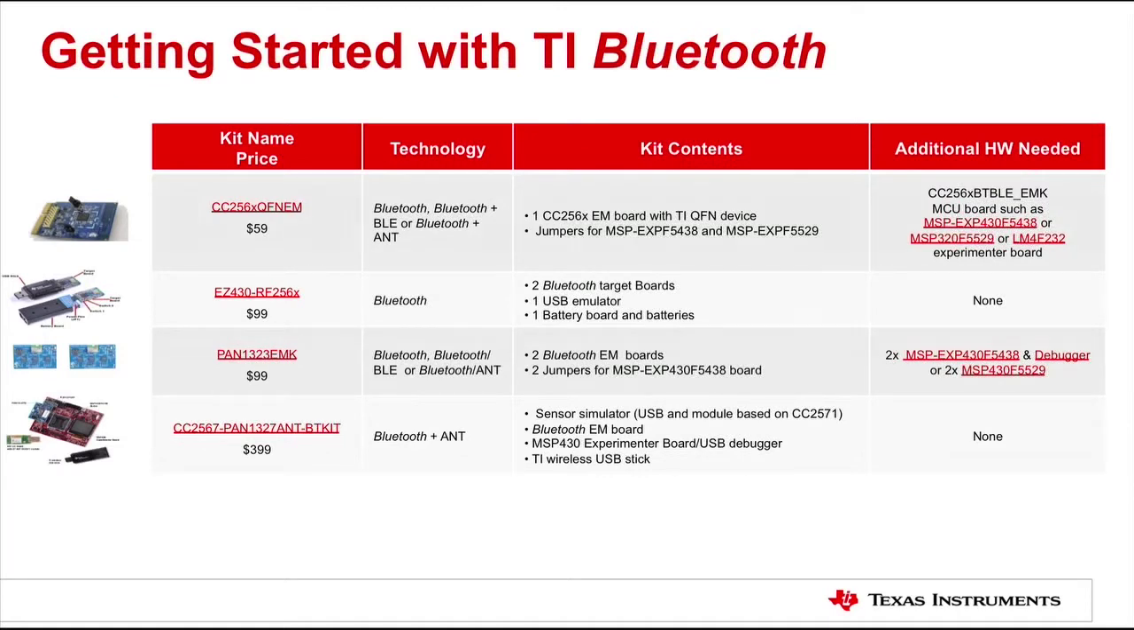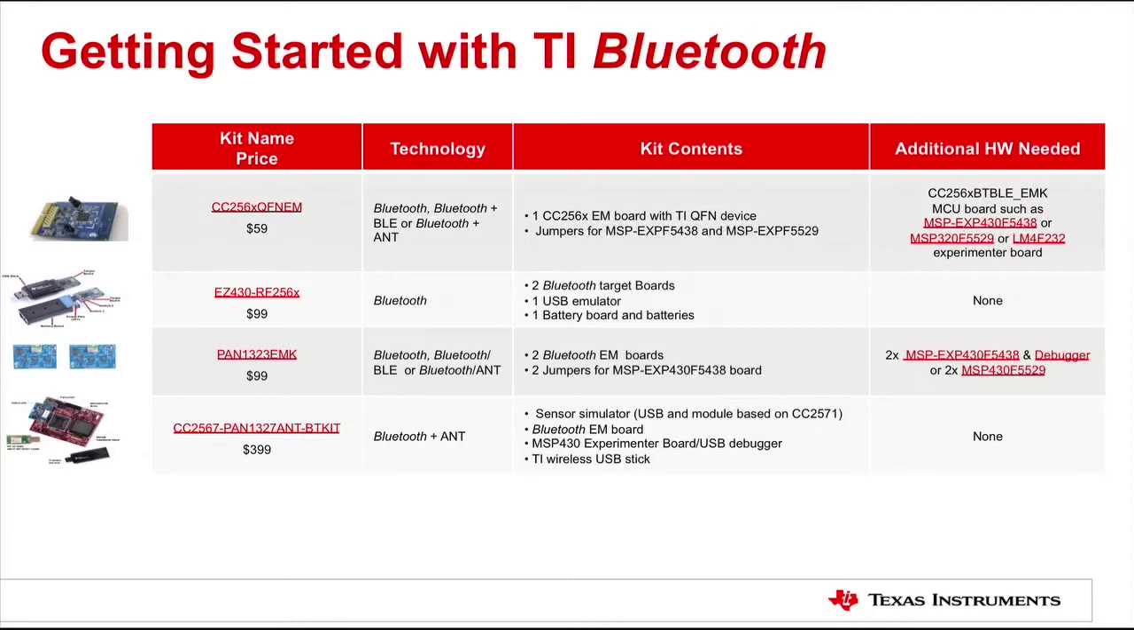All right, let's talk about some of the development kits. The first one on the list there is the CC2560X QFN EM. This is an evaluation module that has the QFN package device on it, and it has the reference design that I talked about on it. So that's really the key implementation and what you want to start evaluating with. That EM board fits into other experimenter boards from Texas Instruments with some of the MSP430 and TIVA solutions.